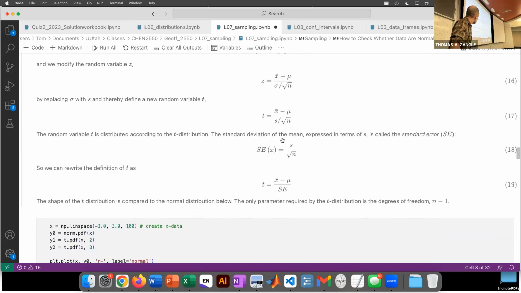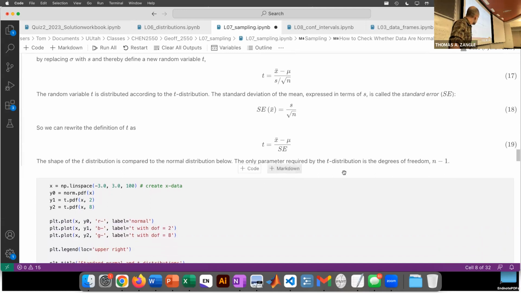Again, the standard deviation of the mean, or our estimate of the standard deviation of the mean, is s over square root of n, sometimes written as standard error, or SE. And so we can rewrite this t statistic as x bar minus mu over SE. So we can look at this t distribution based on the number of degrees of freedom. When we're talking about degrees of freedom in the context of a t distribution, the degrees of freedom here are going to be n, the number of measurements in our sample, minus 1, so n minus 1.